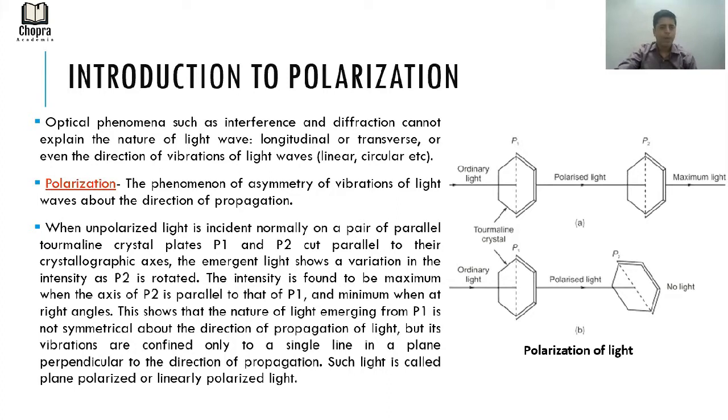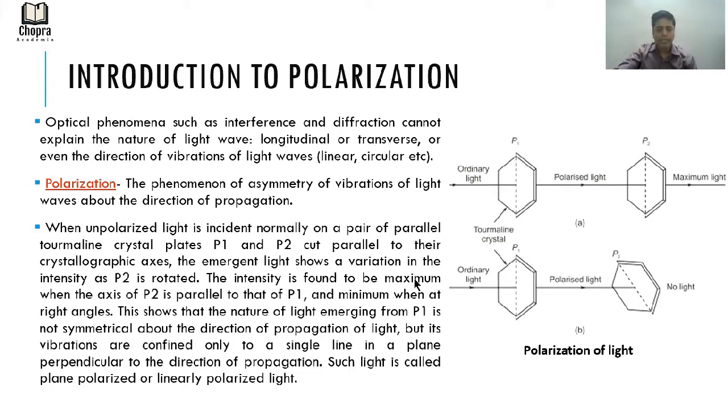polarization. When unpolarized light is incident normally on a pair of parallel tourmaline crystal plates P1 and P2, you can see in the diagram here, cut parallel to their crystallographic axis, the emergent light shows a variation in the intensity as P2 is rotated. So we see here these are crystals basically. The first one is called a polarizer because it polarizes the light, and the other one is called analyzer, which analyzes the plane of the light received from polarizer. So that's the terminology we use.